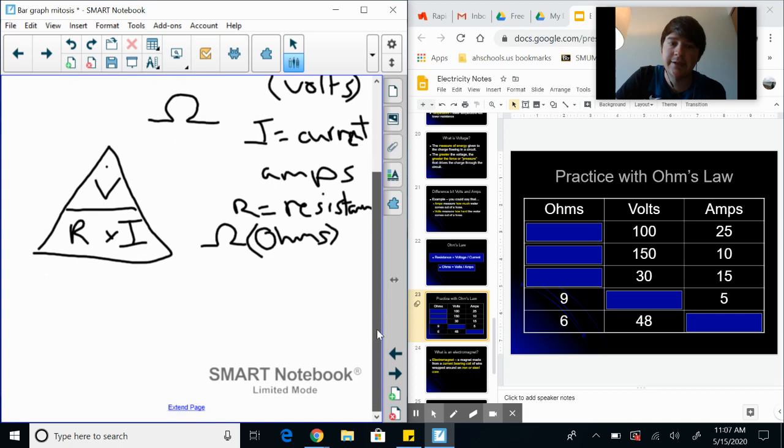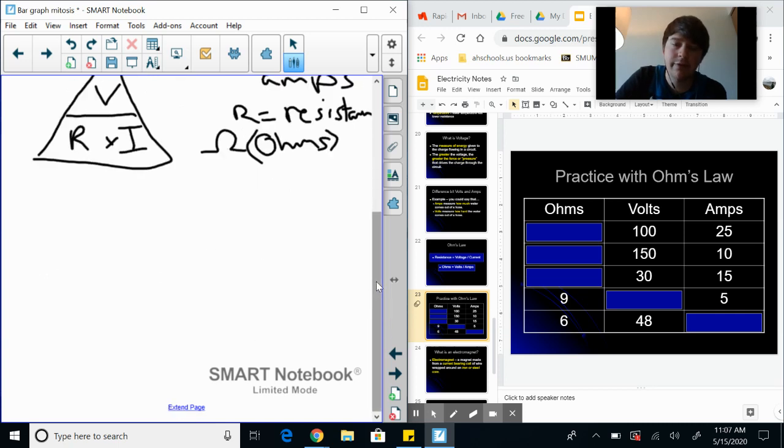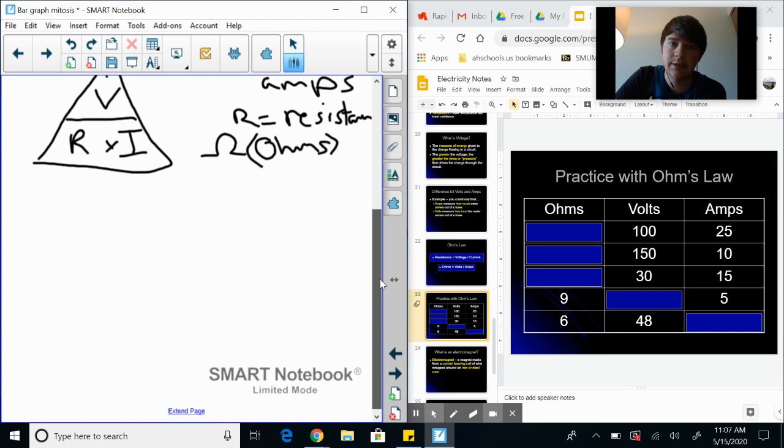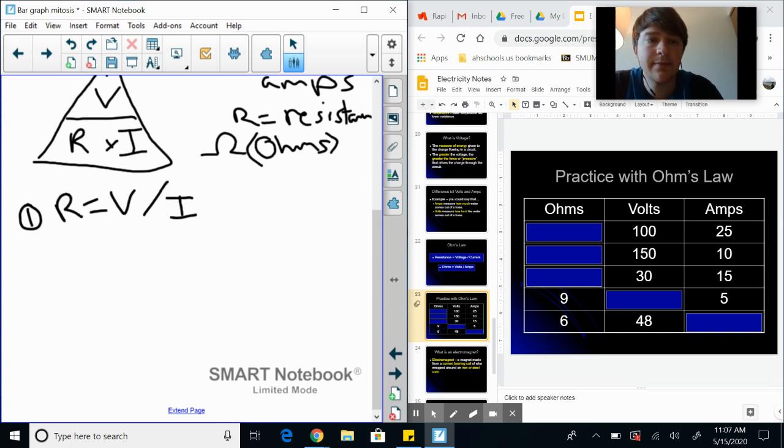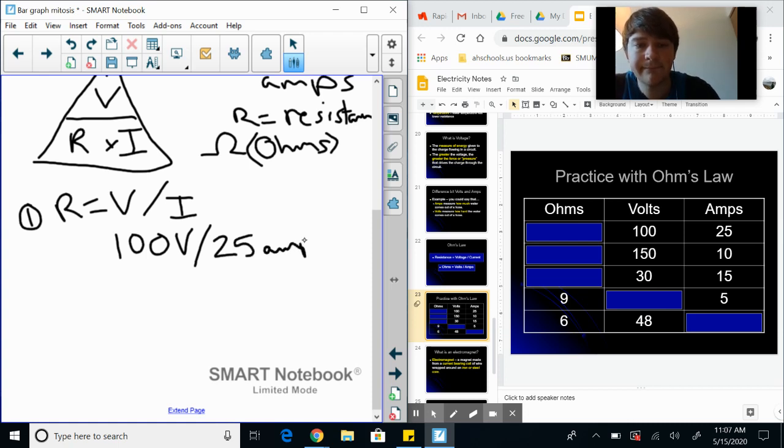All right, a couple practice problems we're going to go through. First one, we are trying to find ohms. We have volts and amps. So ohms are resistance, which means R is equal to volts divided by current. If I take my 100 volts, divide it by 25 amps, I'm going to get a resistance of 4 ohms.